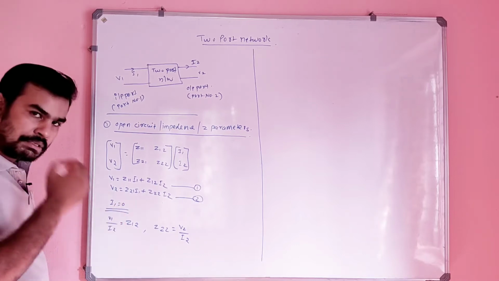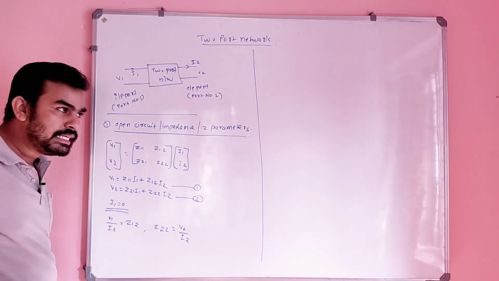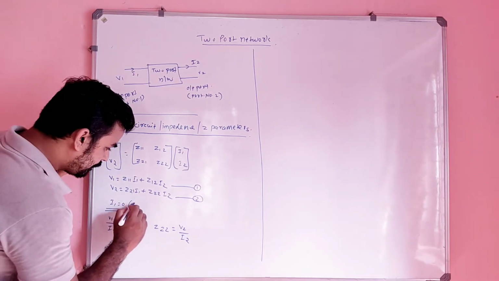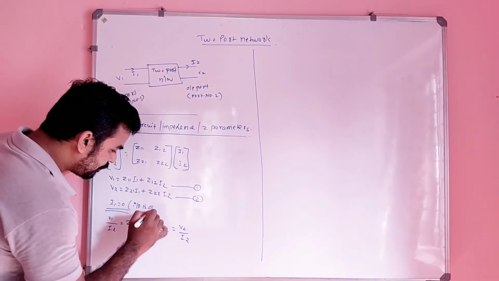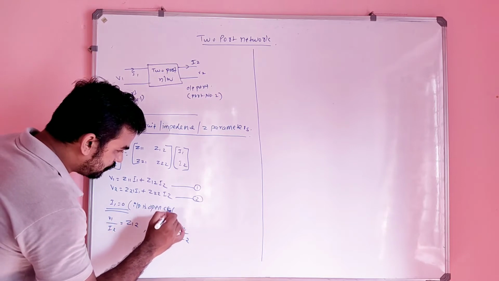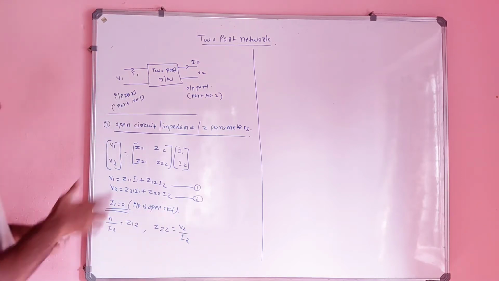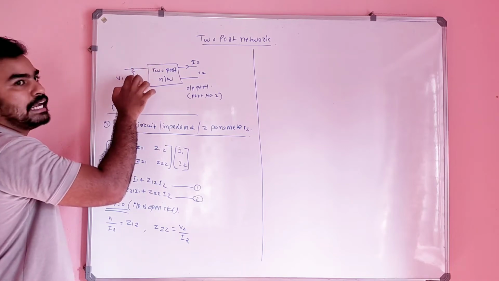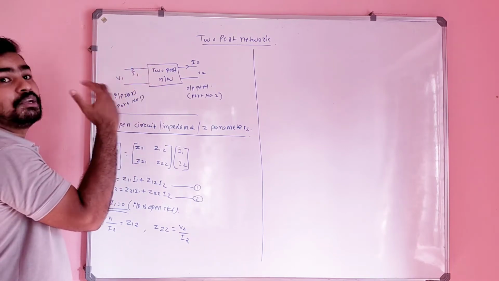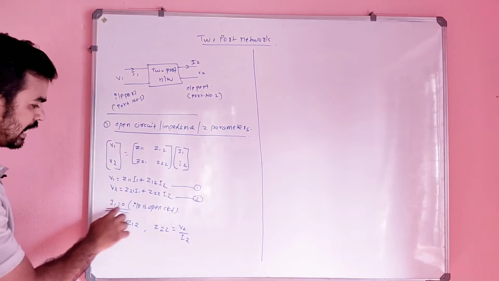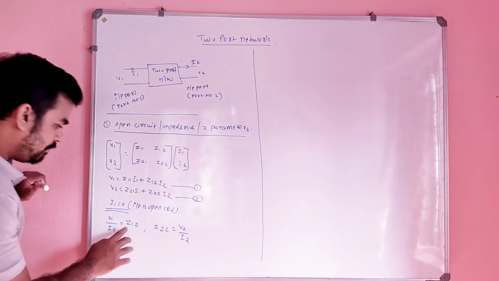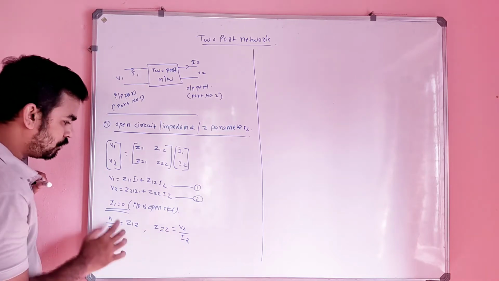So I1 equal to 0 is nothing but the input is what? Open circuited, right? Only if the input port is open circuited, then only this I1 will be 0. So I1 equal to 0 means input is open circuited. And we got Z12 and Z22 from what?